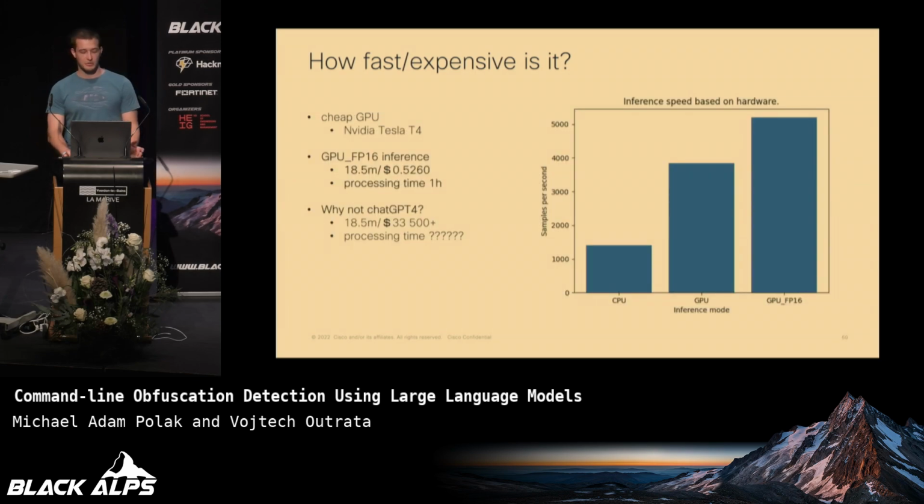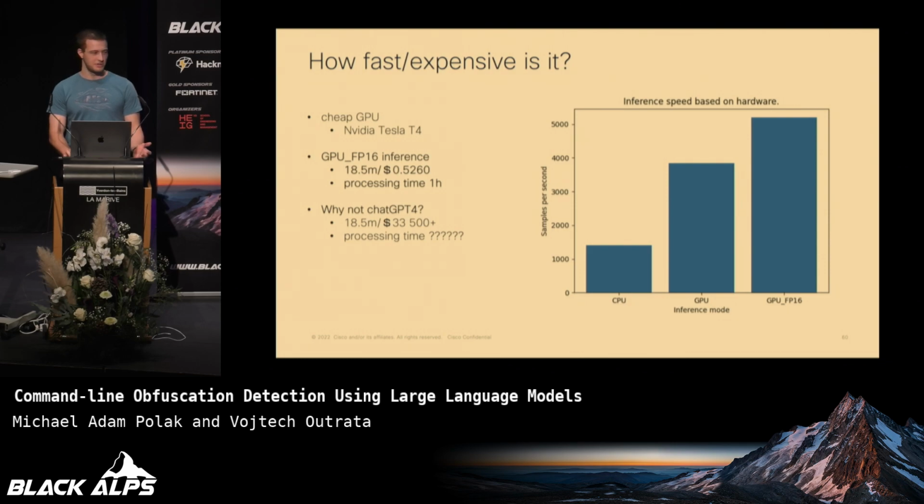How much data are we actually able to process with it? On a cheap middle-range GPU, the NVIDIA Tesla T4, which has only 16 gigabytes of RAM, we're able to process 18.5 million command lines per hour, which in an AWS hosting solution would equate to about $0.5.